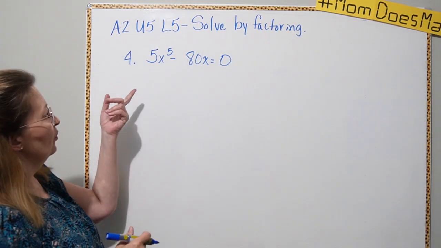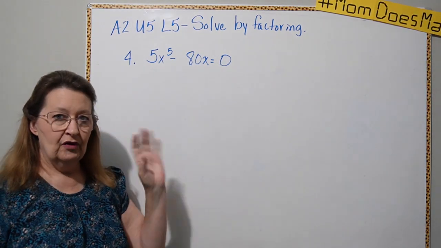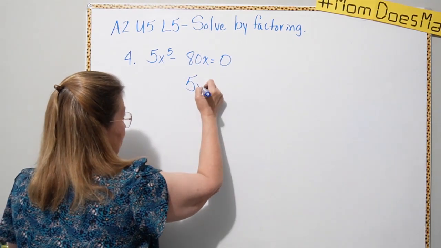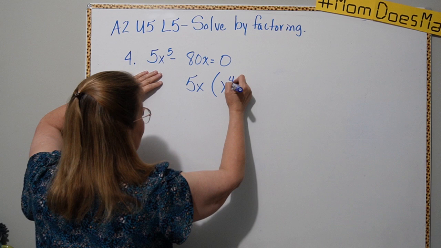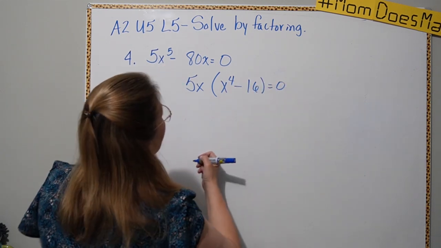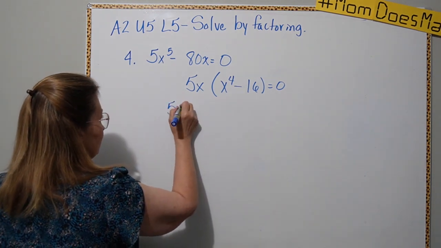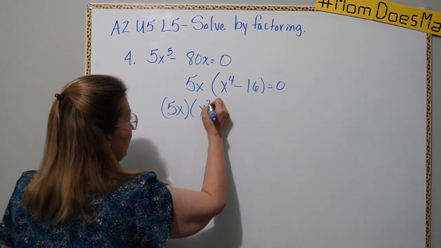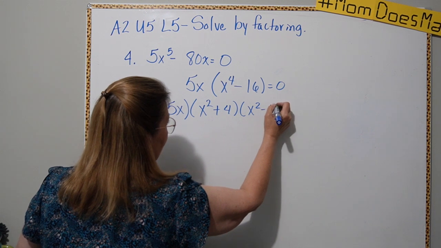Okay, let's look at number 4. 5x to the 5th minus 80x is equal to 0. Greatest common factor right off the bat is going to be 5x. So when I factor 5x out of here, this is going to leave me x to the 4th minus 16. Now x to the 4th minus 16 will factor, I don't want to lose my 5x, into, this is the difference of two squares, x squared plus 4, x squared minus 4.